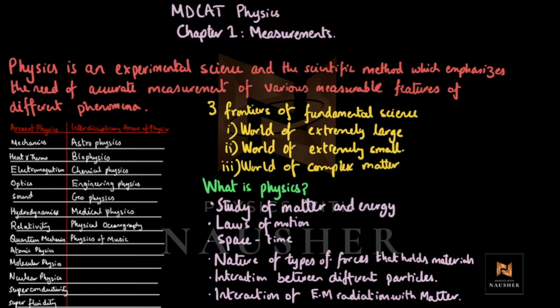Now you have an understanding of what physics is: an experimental science, and you have to measure accurately and precisely. And then what are the domains of physics, or what falls under the domain of physics? And then what are the interdisciplinary areas of physics? And then you should understand the three fundamentals and how physics is described, and by no means is this exhaustive.